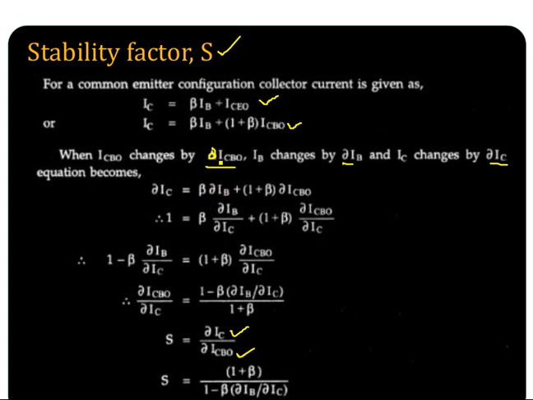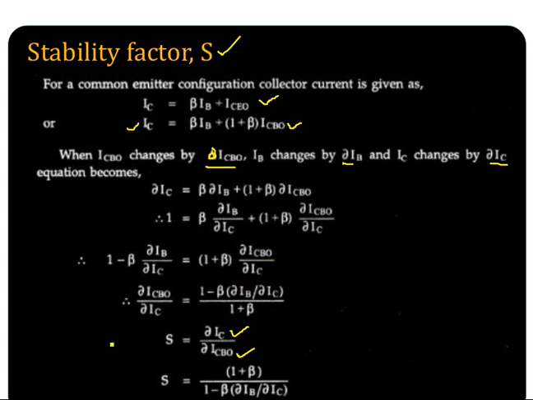If you write this equation in differential form, dou IC equals beta times dou IB plus 1 plus beta times dou ICBO. The parameters are changing because of the change in temperature; if ICBO changes, we are going to see what happens. Then dividing throughout by dou IC, you get an expression like this: 1 equals beta times dou IB by dou IC plus 1 plus beta times dou ICBO by dou IC. Then if you take it to the left, 1 minus beta dou IB by dou IC equals 1 plus beta times dou ICBO by dou IC.